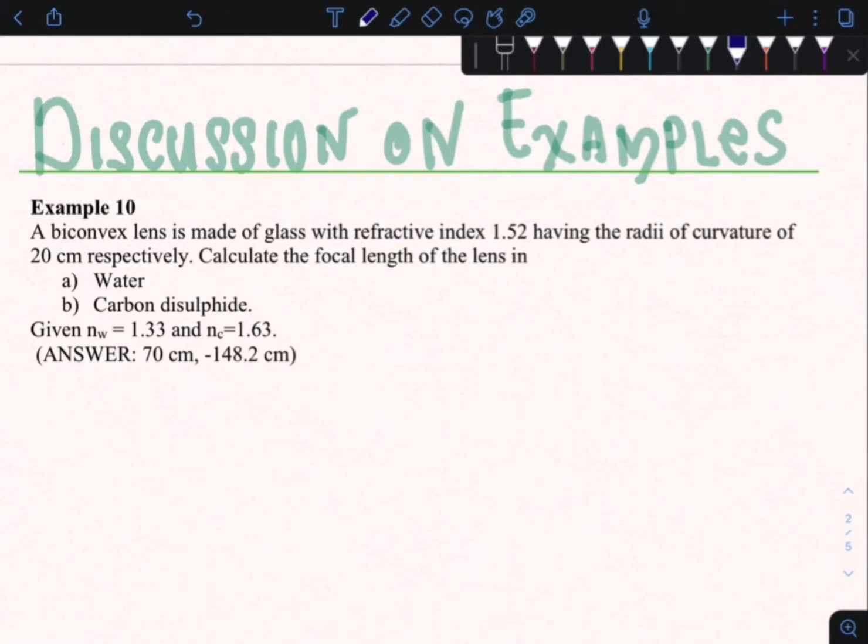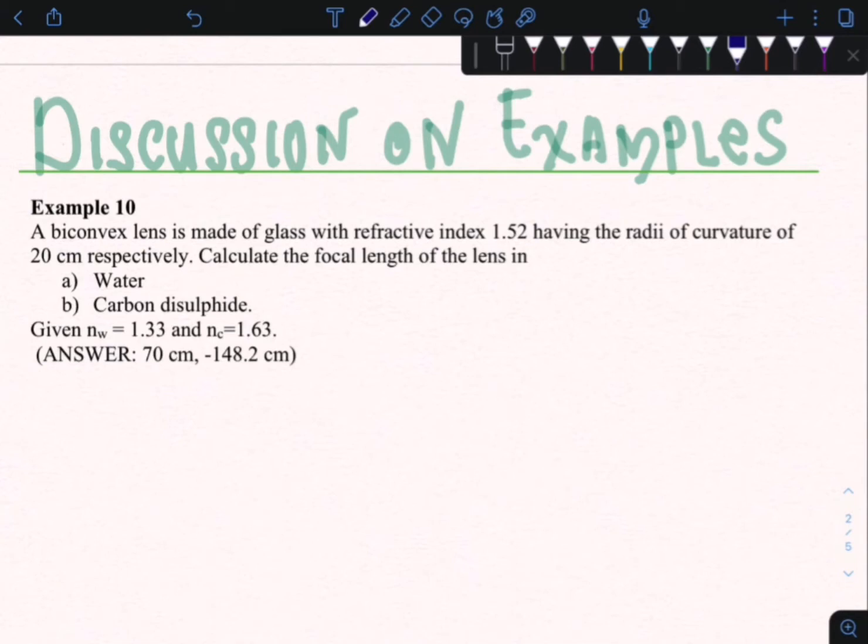The question states that a biconvex lens is made up of a glass with refractive index of 1.52 having the radii of curvature of 20 centimeter respectively. Calculate the focal length of the lens in water and carbon disulfide, given the refractive index of water is 1.33 and refractive index of carbon disulfide is 1.63.